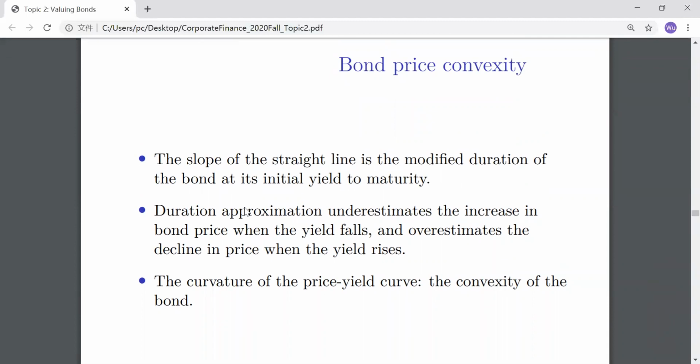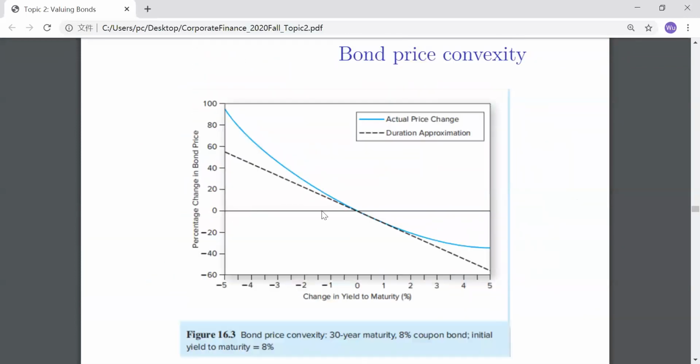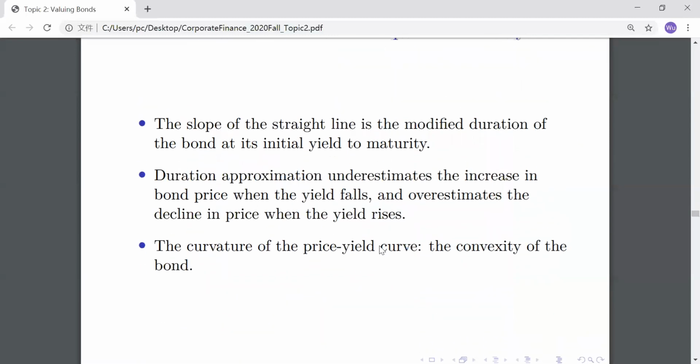You can see the duration approximation underestimates the increase in bond prices when the yield falls. When the yield to maturity goes down, it underestimates the price increase. The price increase is much bigger than the duration approximation. When the yield to maturity increases, the duration approximation overestimates the price drop. So that's why it is important to capture the curvature of the price yield curve.